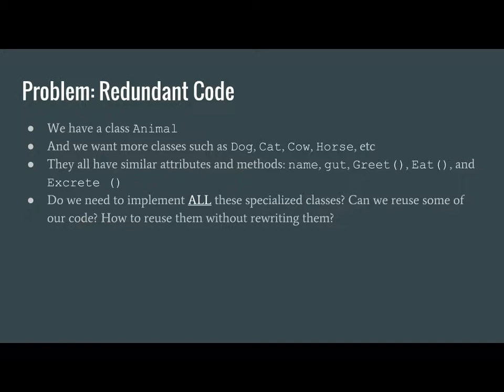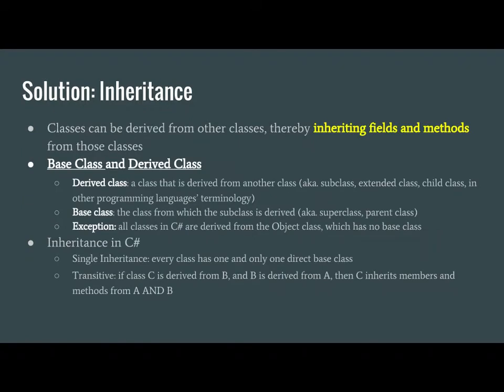I mean, animal is not a large class. It doesn't really hurt that much if we just copy and paste code from animal to all these classes and just do a little bit of modification. But for some large programming projects, this can be very, very bad, very tedious. So what can we do about it? The solution is inheritance.